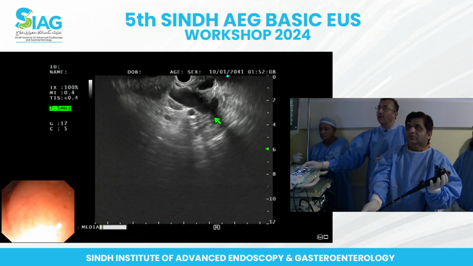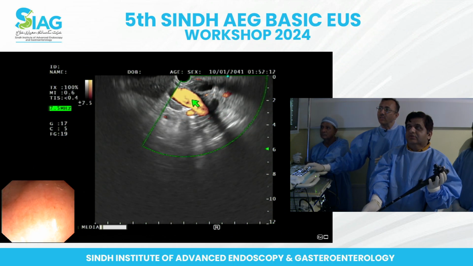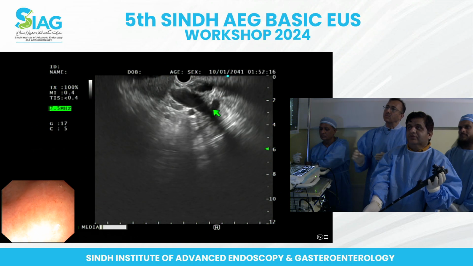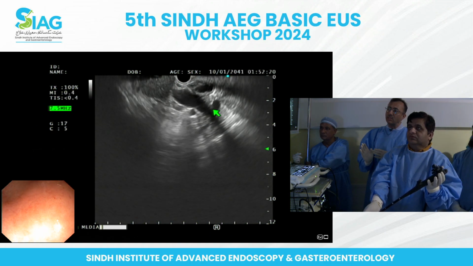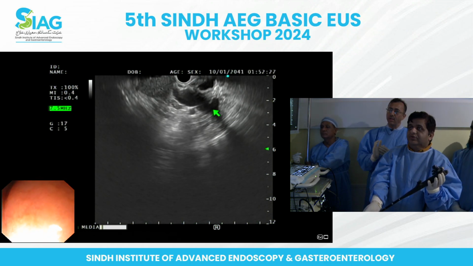So let's see, what do we have? What is this? This is some kind of duct. This is a vessel. So this has to be most likely the pancreatic duct. So how can you be sure that this is the pancreatic duct? The only way that you can be sure is by bringing the pancreatic duct under your transducer and tracing it to the right and to the left, right?